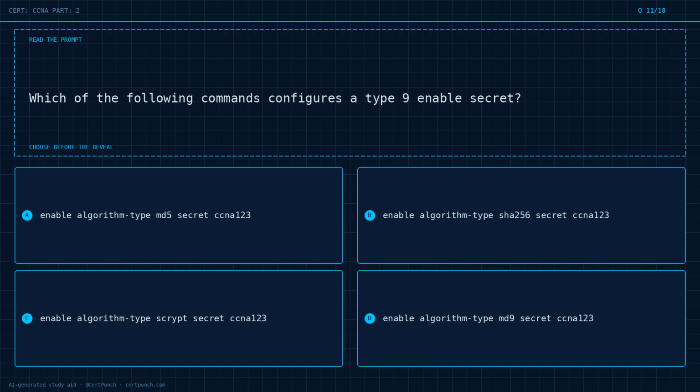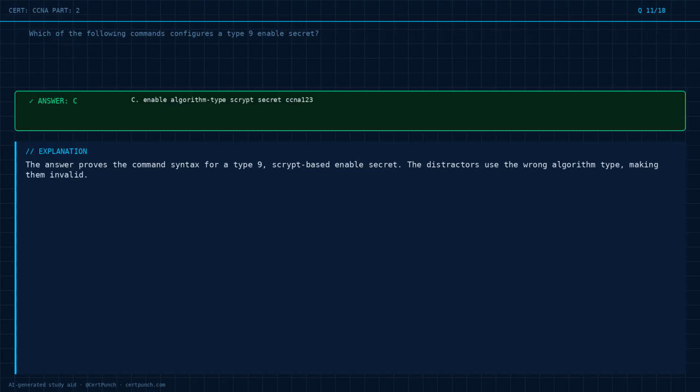Decide on the strongest option before the reveal. Stay with your gut. The answer is option C. Reasoning. The answer proves the command syntax for a Type 9 scrypt-based enable secret. The distractors use the wrong algorithm type, making them invalid.